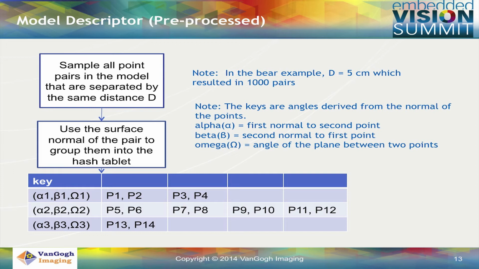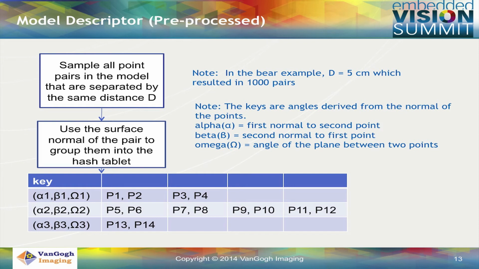Drilling down further, going back to the model descriptor. The model descriptor is a hash table made up of these vectors. The hash table, as I'm sure some of you recall, is a very fast lookup table. You have this hash function, you put in the input and it tells you, oh yeah, go look at this row to find the value.